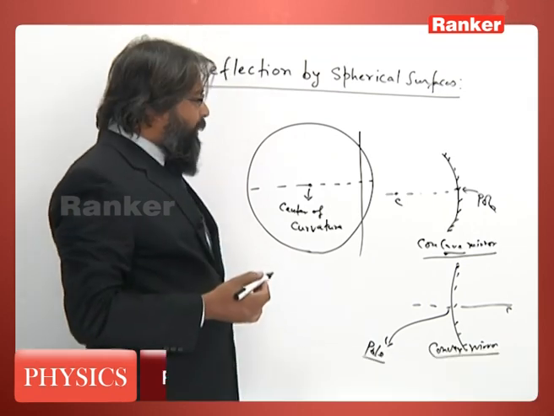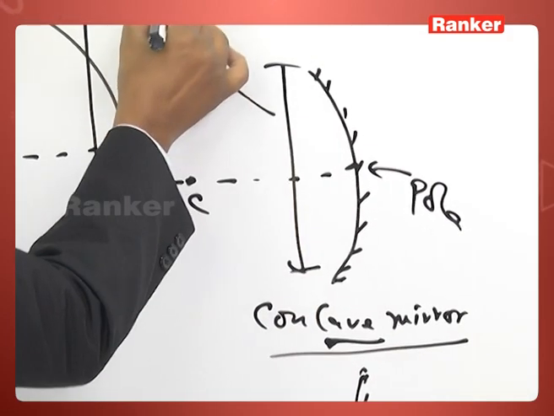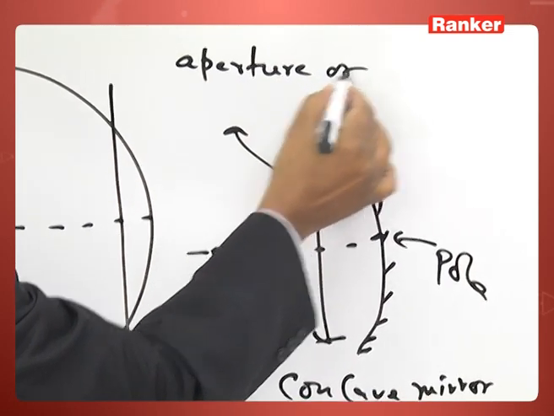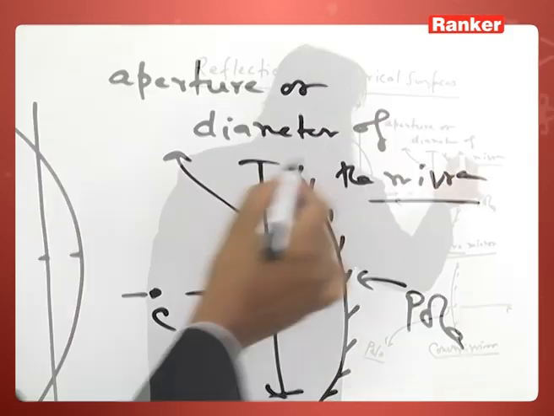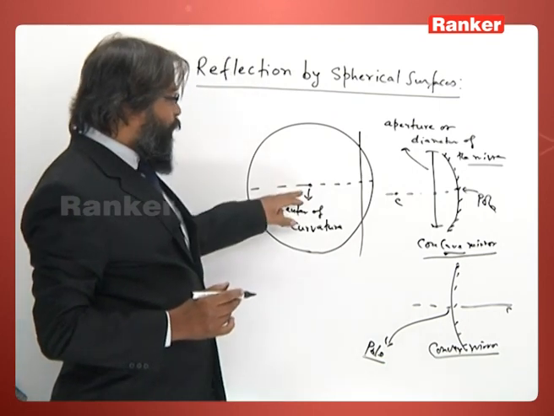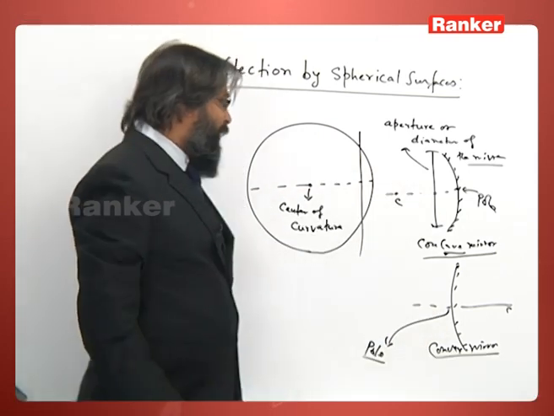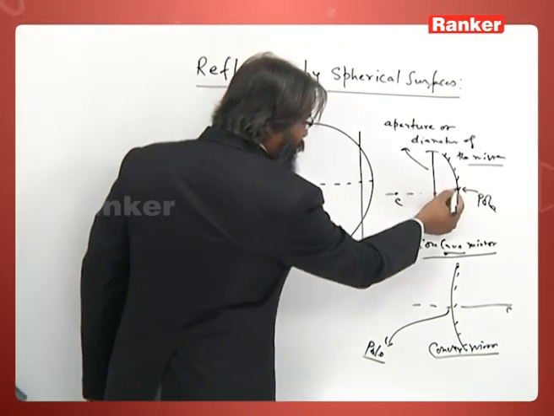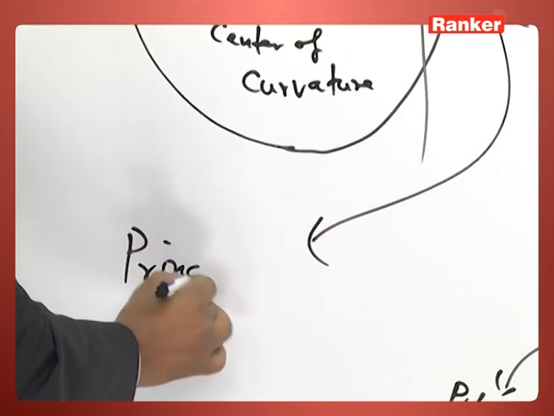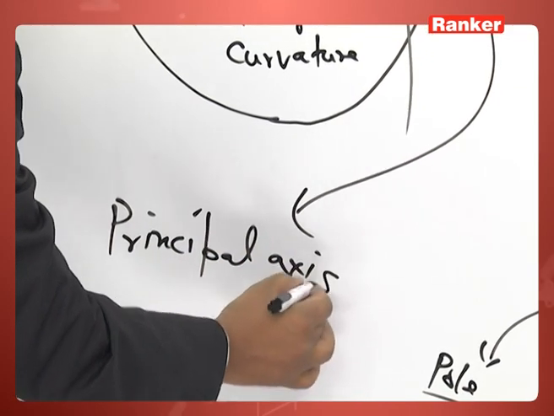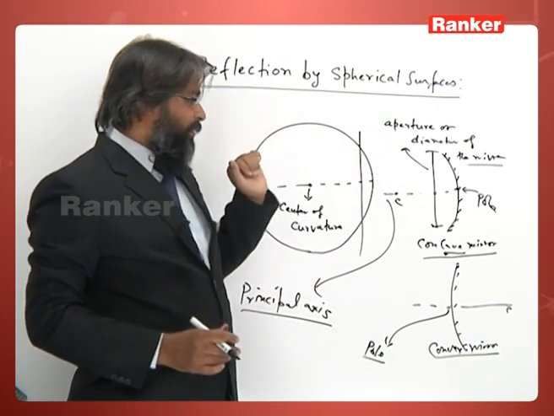Now, another term we use, aperture or diameter of a mirror. This is called aperture or diameter of the mirror. So, these are the standard terminologies: center of curvature, pole, diameter or aperture. This is a concave mirror, this is a convex mirror. And the line joining the pole and the center of curvature will be called the principal axis. This is the principal axis.